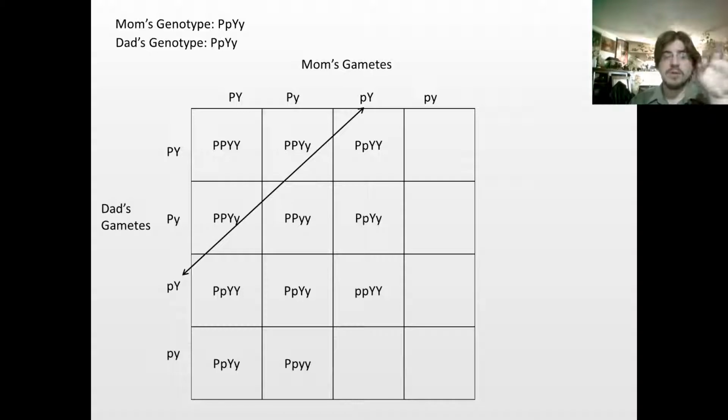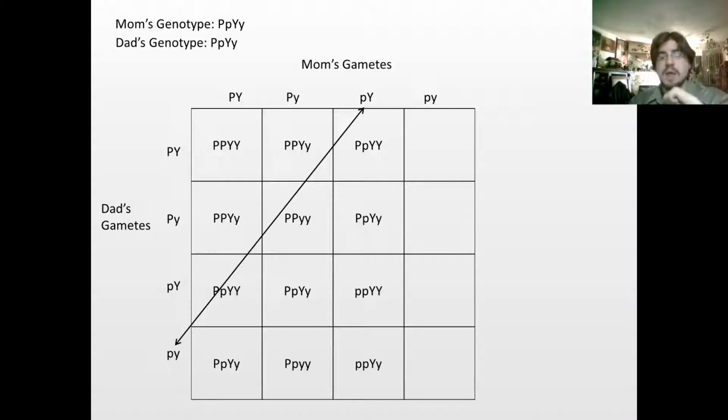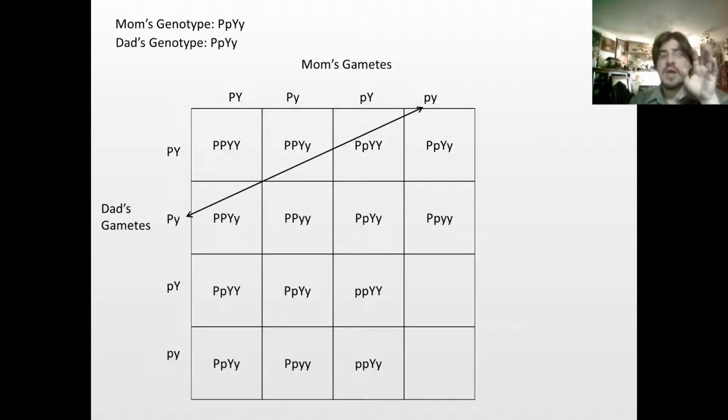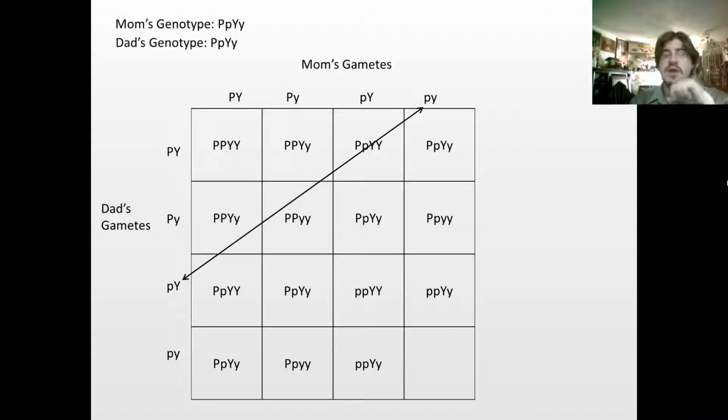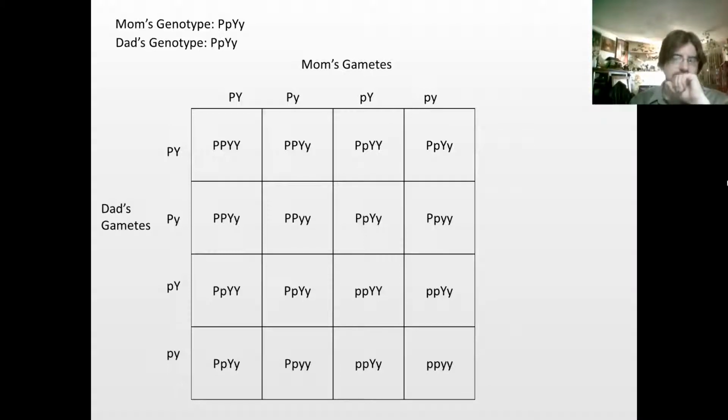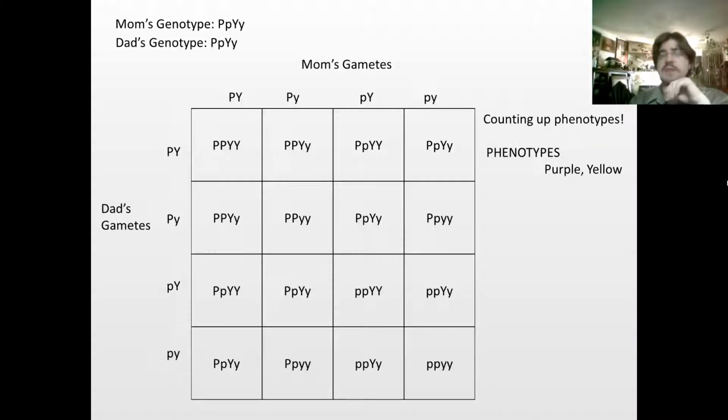Heterozygous for both. Homozygous recessive for flower color, homozygous dominant for seed color. Homozygous recessive for flower color, heterozygous for seed color. Almost through. Heterozygous for both. Heterozygous for flower color, homozygous recessive for seed color. Homozygous recessive for flower color, heterozygous for seed color. And finally, our lone homozygous recessive for both. So here we go. Let's count up the phenotypes.